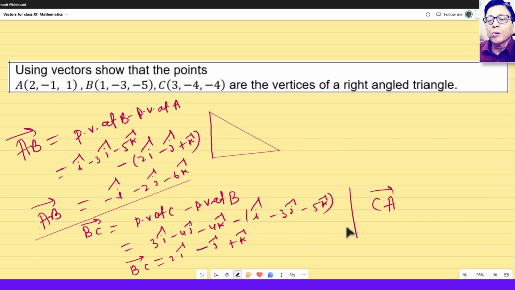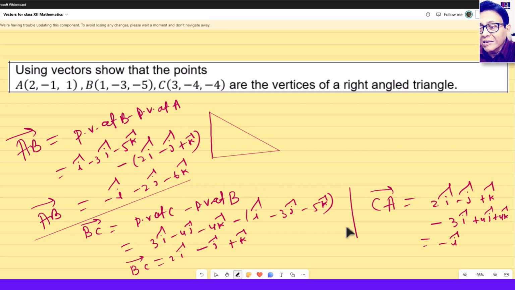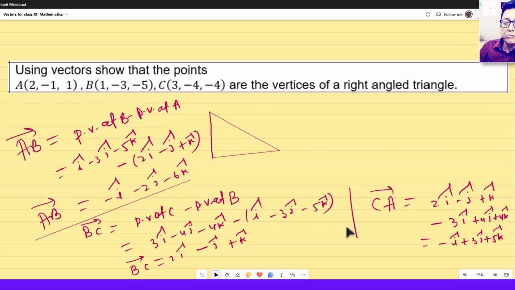CA vector will be what? Position vector of A, 2i minus j plus k, minus the position vector of C, 3i. So that will be minus i minus 3j minus 5k. Okay. Now let us find the modulus of these 3 vectors.